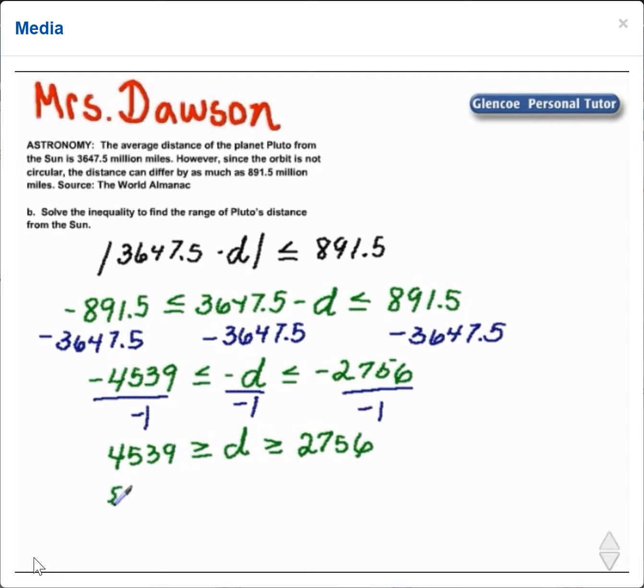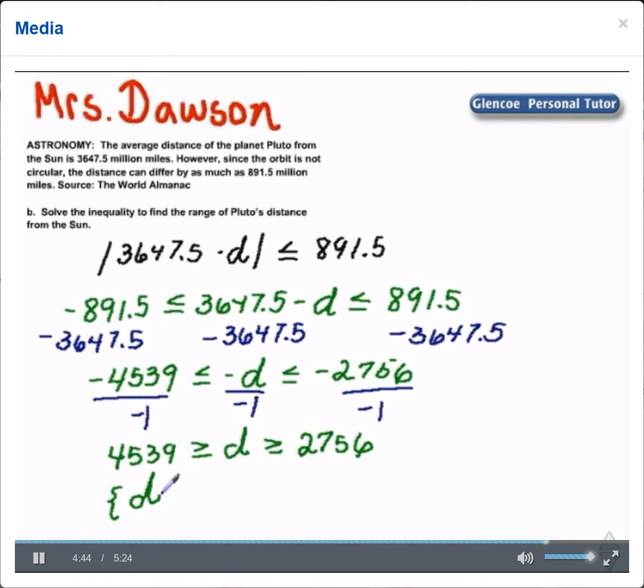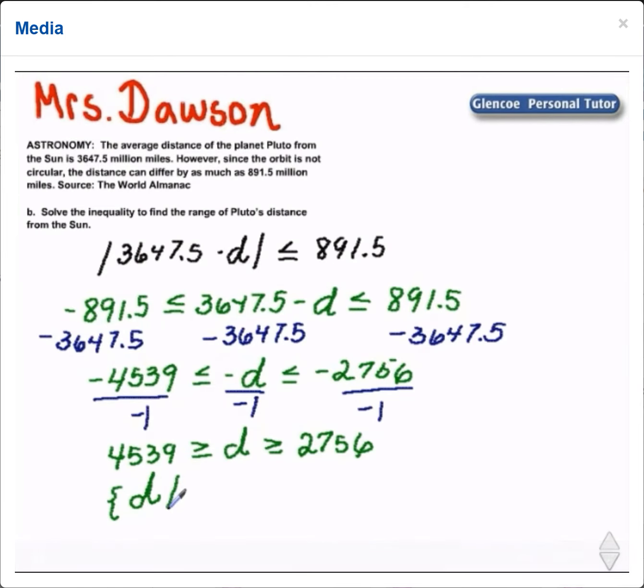Our solution set in set notation is that the distance, value of D, is such that 2,756 is less than or equal to D is less than or equal to 4,539, which means the distance of Pluto from the Sun will fall between 2,756 million miles and 4,539 million miles, inclusive.